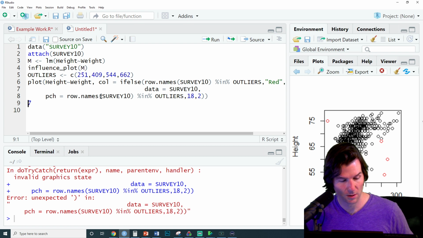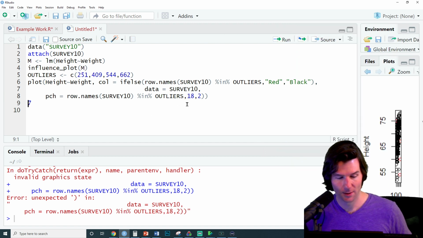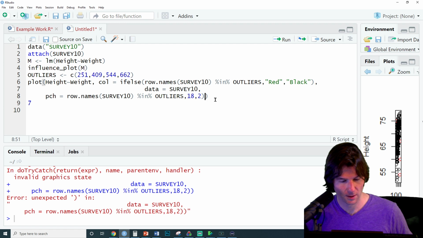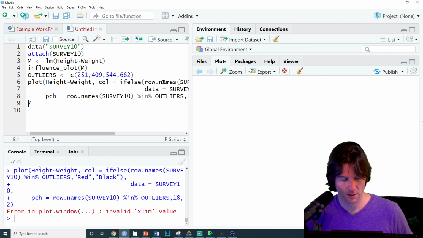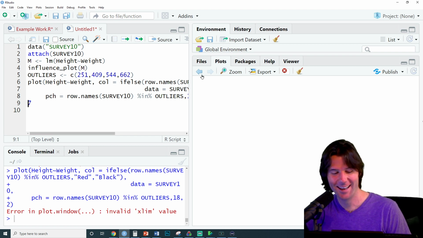PCH. Unexpected comma. Really? Okay. Data equals survey 10. One last try. Oh, wait. Okay, so that shouldn't be right there. There we go. Okay, good. I think it's working, just didn't like the graphic. Plot. I got it to work.